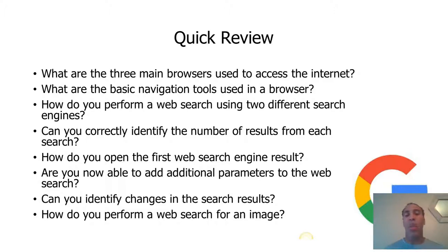Are you now able to add additional parameters to the web search? We just talked about that, and, or. Can you identify changes to the search results when you put in those modifications? And how do you perform a web search for an image? And like I said, if you just put in Google and it says all and then about, right there you can just go straight to images, and it'll have it for you.